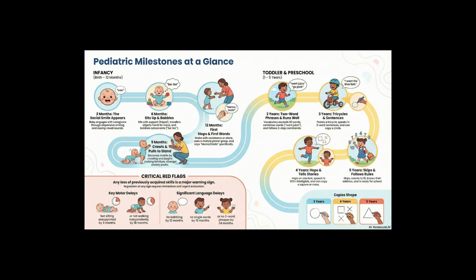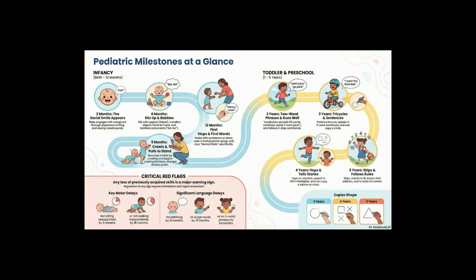Which is regression. Losing a previously acquired skill is never, ever normal. It means an intact system has been damaged or destroyed. So regression is always pathological. Always. It demands an immediate, extensive workup. You have to think about neurodegenerative diseases, inborn errors of metabolism, specific syndromes like Rett, and autism spectrum disorder, ASD, where we often see that loss of language or social skills between 18 and 24 months. You never wait and see with regression.